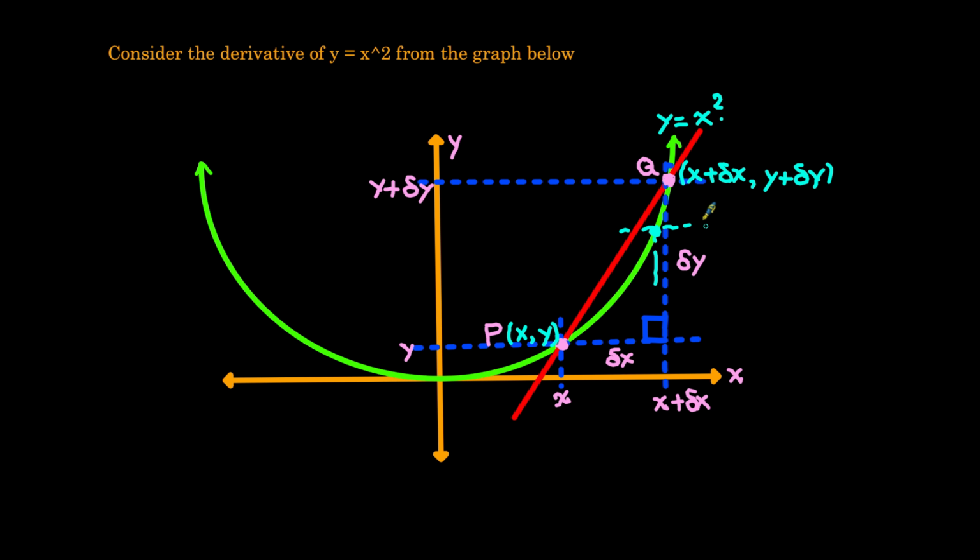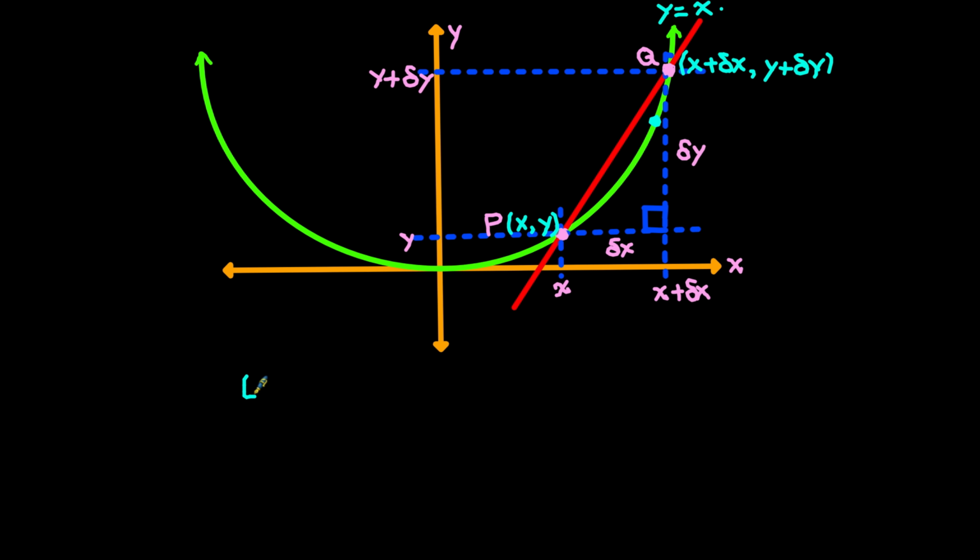So with this, let us take a look at the definition from here. As we notice, at this point P, the coordinates are x and y, and here it has increased by delta x and delta y respectively. We can let y equals x to the power of 2 be equation number 1.